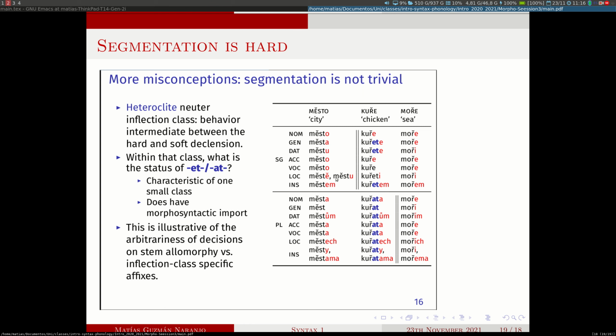and some overabundance. I don't know if I've already mentioned this. I can do that now, it's very important. So overabundance is when you have two different valid forms for a cell in a paradigm. So for miasto, if you want to express it in the locative singular, you can either say mieste or miesto, and both are the same cell, and both have the same meaning. Sorry for that.